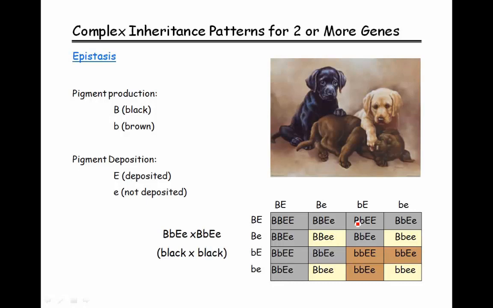So if we have black Labradors, we have at least one capital B and one capital E. If we have chocolates, we have two lowercase b's and at least one capital E. And then the yellows, those are where we actually have the pigment not getting deposited into the hair. We also, just like with pleiotropy, want to be able to recognize examples of epistasis so that if we know that we've got two genes and one of them is controlling whether or not we see the phenotype of the second one, we're going to be able to pull out that epistasis term.